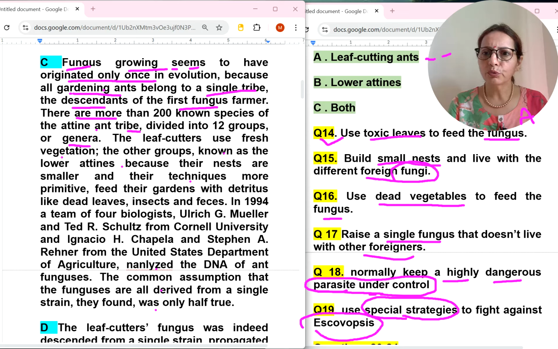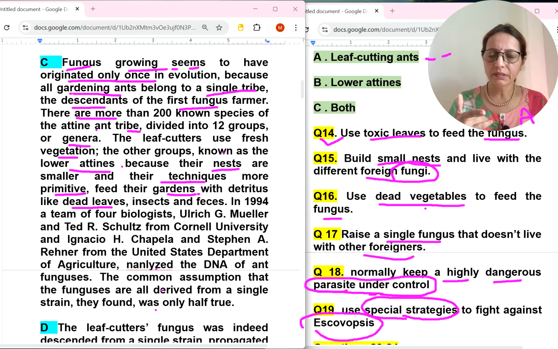The leaf cutters use fresh vegetation. No, here it is dead vegetable. The leaf cutters use fresh vegetation, the other groups known as lower attines because their nests are smaller and their techniques are more primitive feed their gardens with dead leaves. See this, dead leaves, it is given. So above they were talking about dead vegetation. Nests are smaller, their techniques more primitive, feed their gardens with dead leaves, insects and so on. So dead vegetables to feed the fungus.